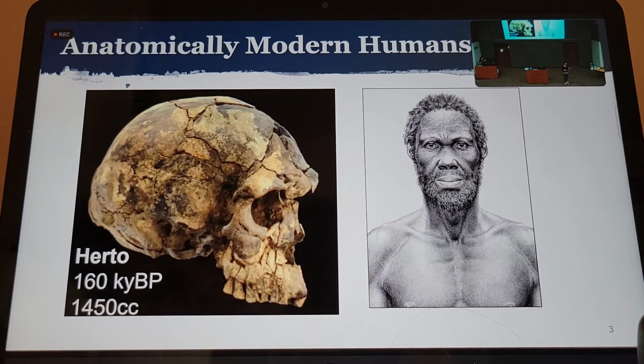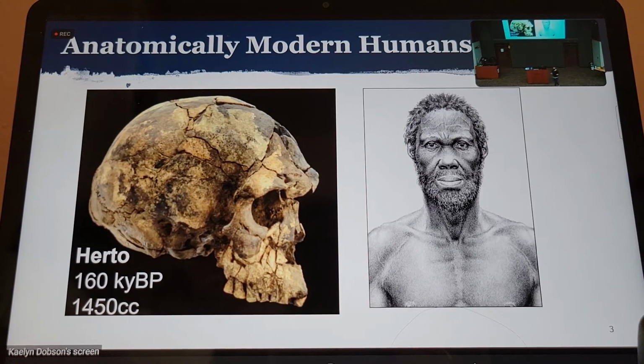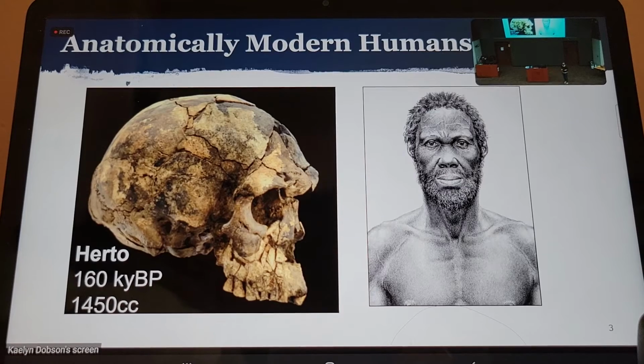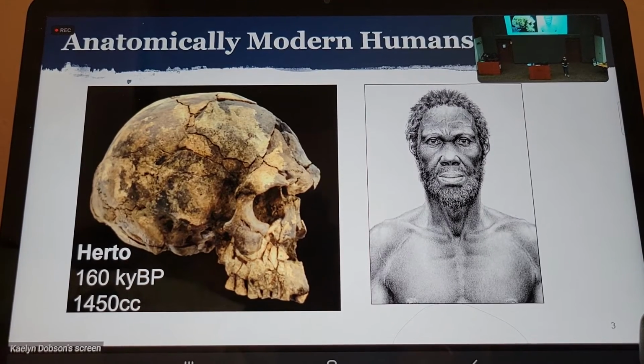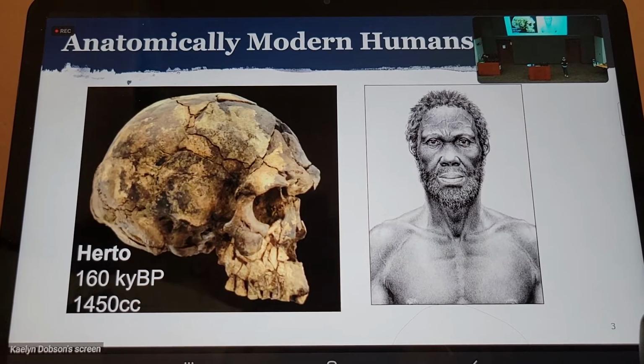So Herto is the earliest fossil evidence at 160,000 years ago. Genetic evidence suggests that the speciation event that produces anatomically modern humans happened probably somewhere around 200,000 to 150,000. So it was probably closer to 200,000 since we have fossil evidence by 160,000. What we've seen is fossil evidence usually lags a little bit behind genetic divergence.